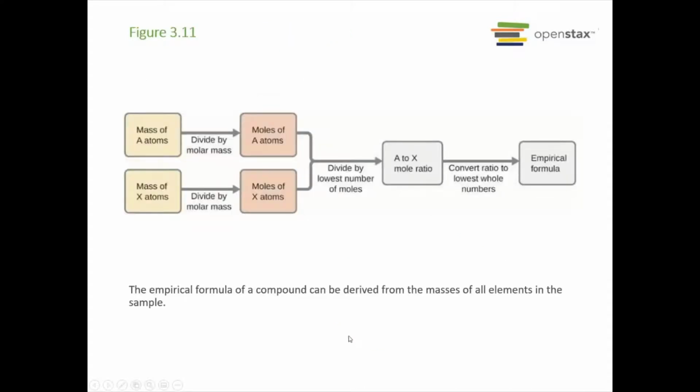So there's a nice little flow chart that your book gives you. You just look for what you're told to start with and how to get there. You have some A and X. Go to moles, divide by the lowest number to get your ratios, and then you go to a formula.